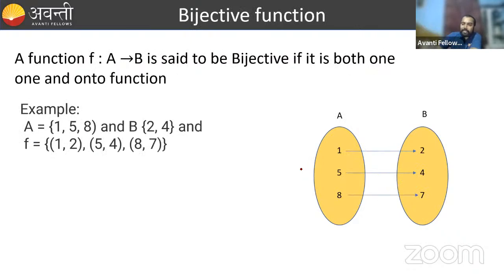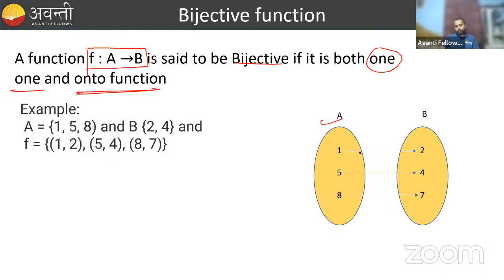What is a bijective function? When can a function be said to be bijective? If f is a function mapping from A to B, it is said to be bijective if it is both one-one and onto. When the function is one-one and also onto, then we can say that function is a bijective function.